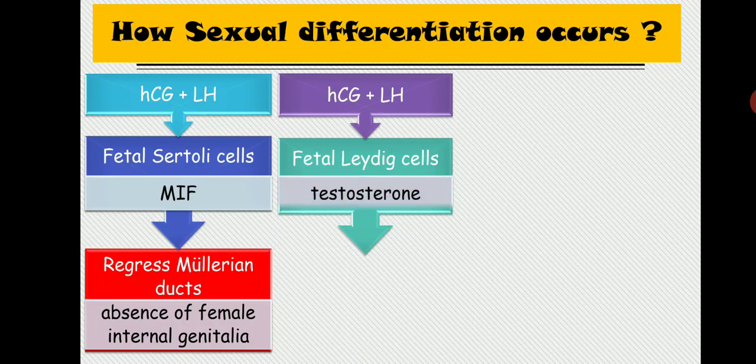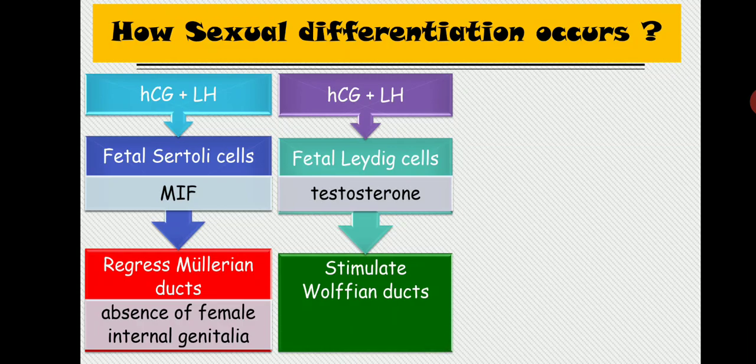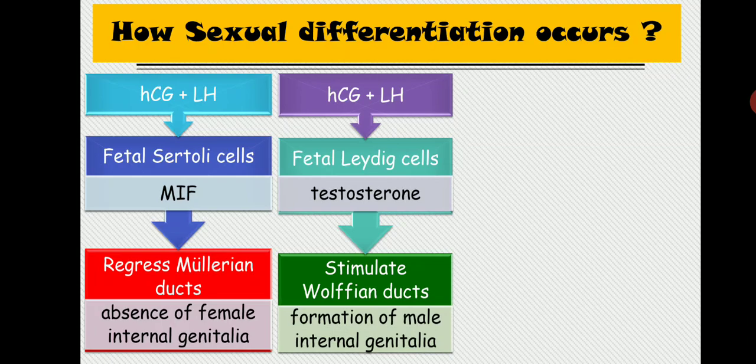It will secrete the testosterone, and this testosterone itself is a stimulating factor for development of the Wolffian duct. Got it? So once the testosterone is secreted in the male fetus, it will stimulate the Wolffian duct, and this Wolffian duct ultimately makes the male internal genitalia, that is epididymis, vas deferens, seminal vesicle and prostate. Now this is about the internal genitalia.